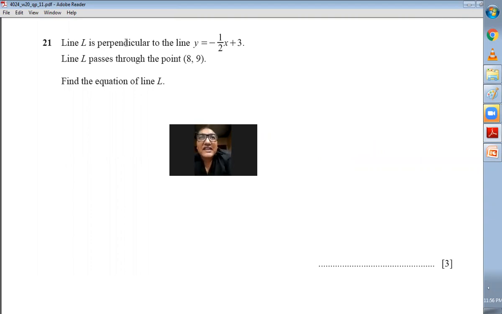Because the line L is perpendicular to this line, first of all I need to know the slope of this line. The coefficient of x is the slope, so the slope of this line is -1/2. Because L is perpendicular to this line, its slope will be 2. The slope of a perpendicular line is the reciprocal of this slope, and you change its sign. Once you have the slope of L and the point through which L passes, you can easily find the equation of L.